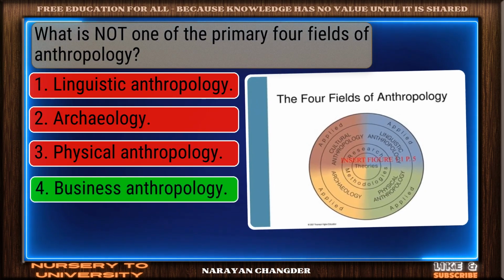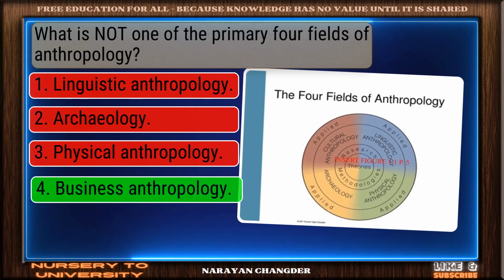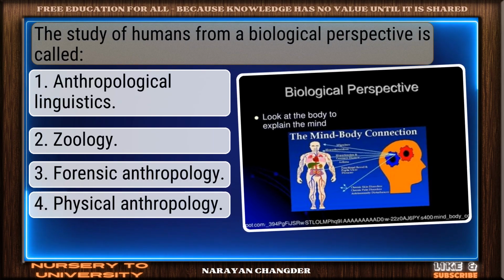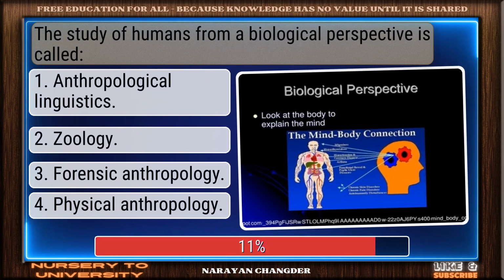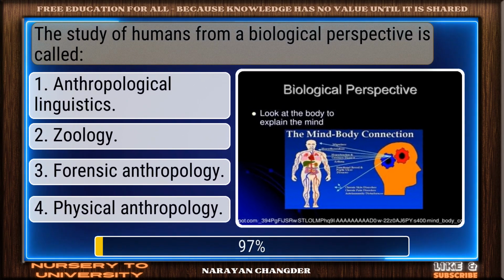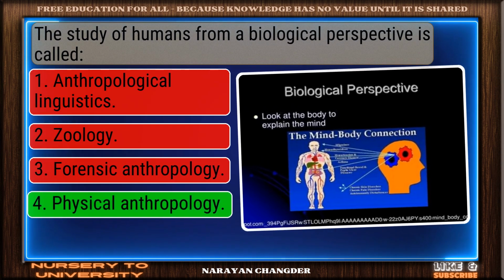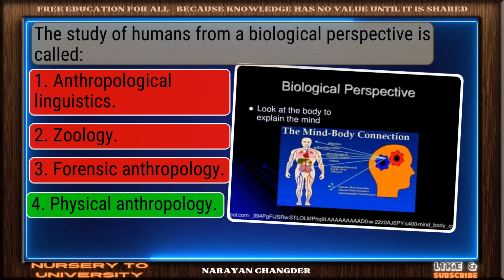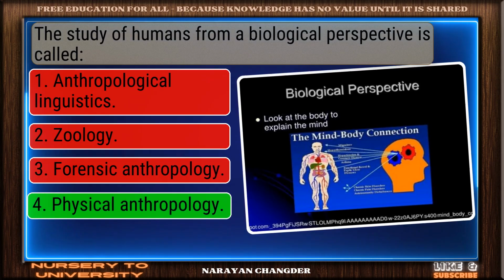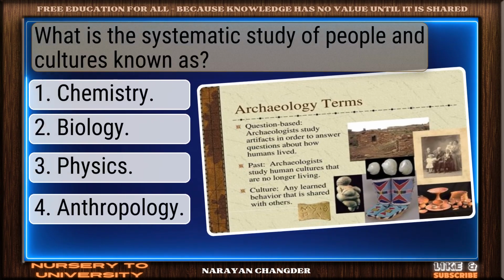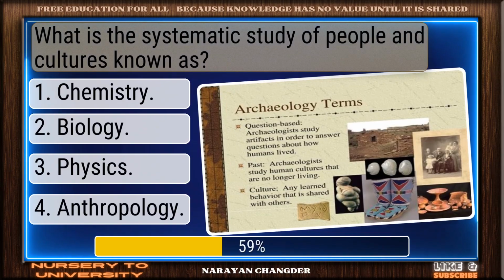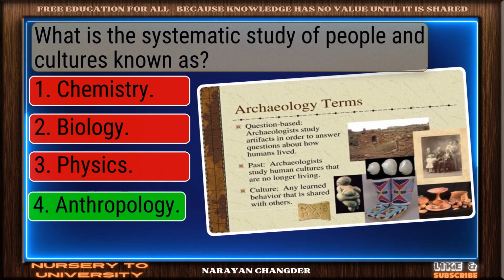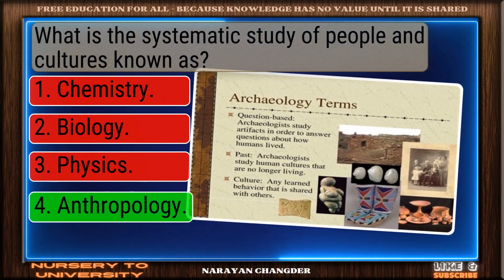Correct. Business anthropology is the right answer. The study of humans from a biological perspective is called. Nice selection. Physical anthropology is the correct and valid answer. What is the systematic study of people and cultures known as? Clear logic. Your choice, anthropology, is sound.